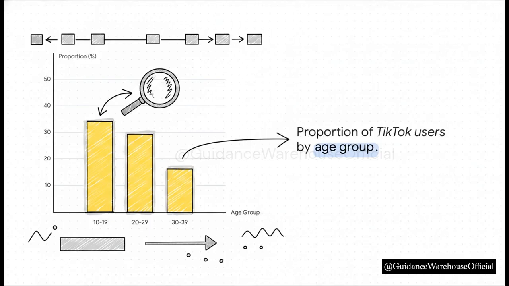Notice how we handle distinct groups here. This is the proportion of US-based TikTok users by age group. Because 10 to 19 and 20 to 29 are separate, distinct categories, we use separated rectangles, bars. The x-axis holds our categories. The y-axis measures the exact proportions. You can look at this for half a second and know that the 10 to 19 demographic, sitting at 32.5%, is the dominant category, smoothly followed by the 20 to 29 group.